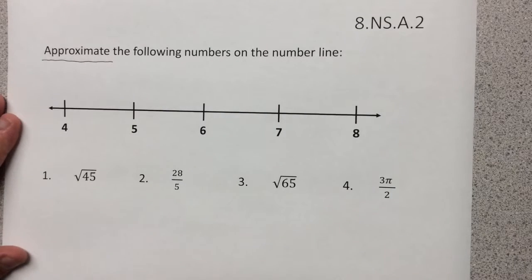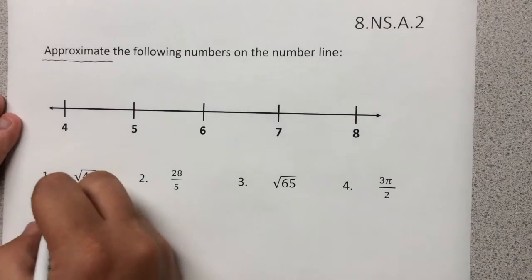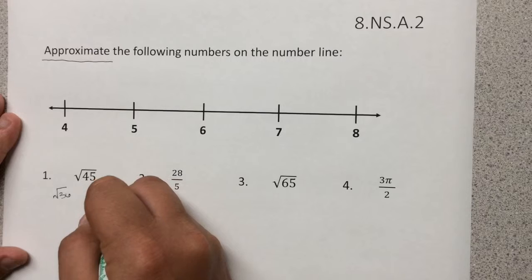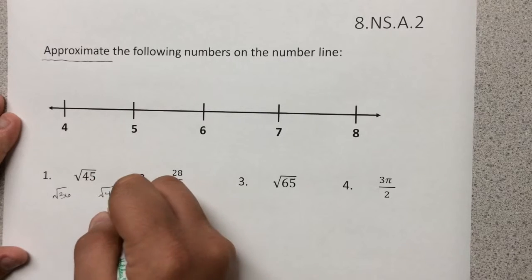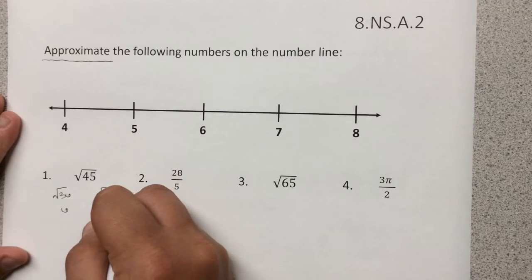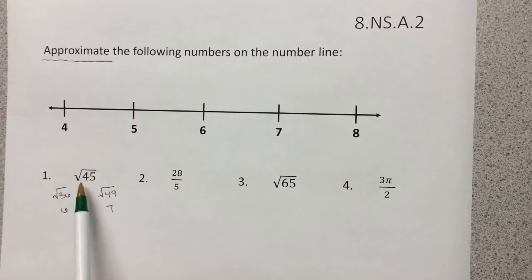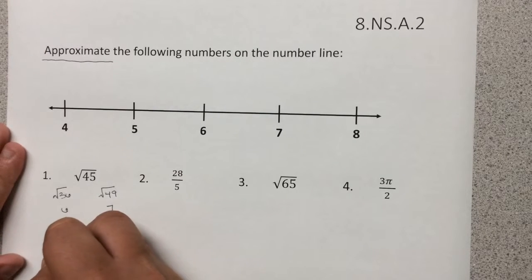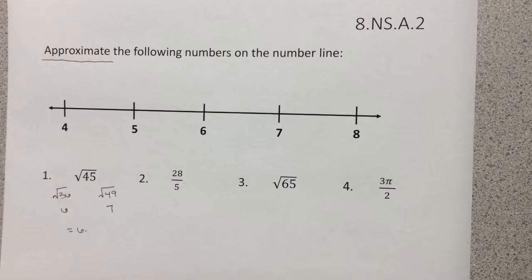So first we have the square root of 45. By knowing our perfect squares, I know that the square root of 45 is in between the square root of 36 and the square root of 49. I know that the square root of 36 is 6 and the square root of 49 is 7. So now I know that the square root of 45 is in between 6 and 7, so it's got to be 6 point something. And if we want to take a better guess on where it would be, because 45 is a little bit closer to 49 than it is 36, I know it's going to be past the halfway mark. So it's going to be past 6.5.